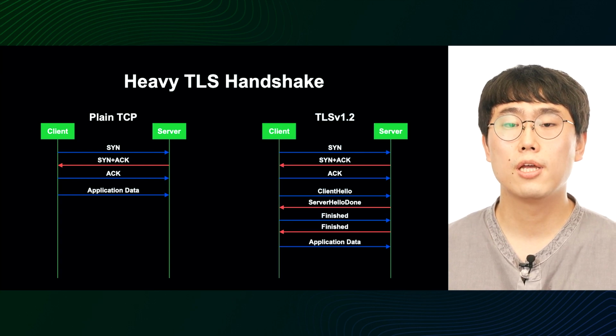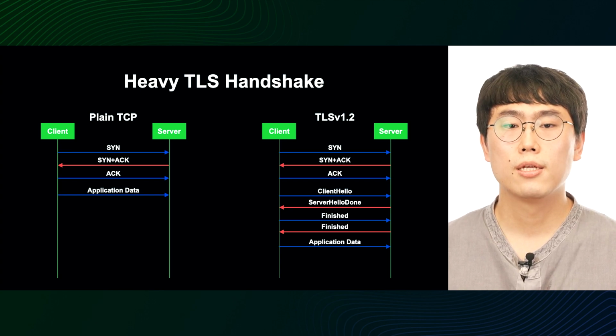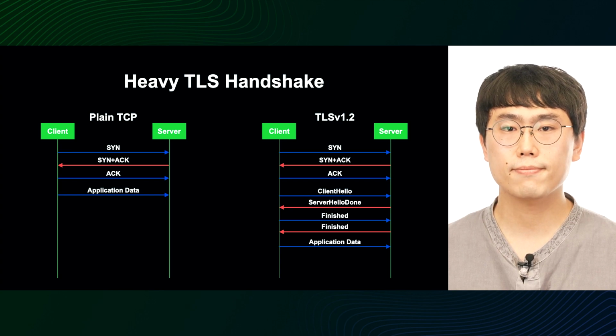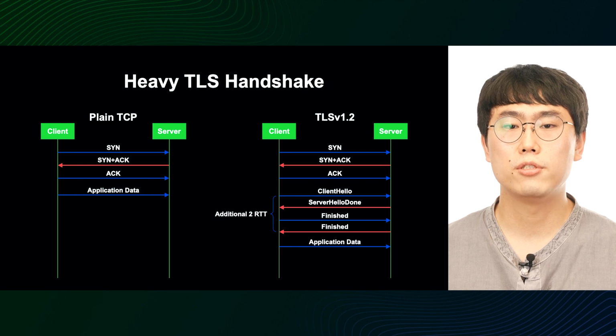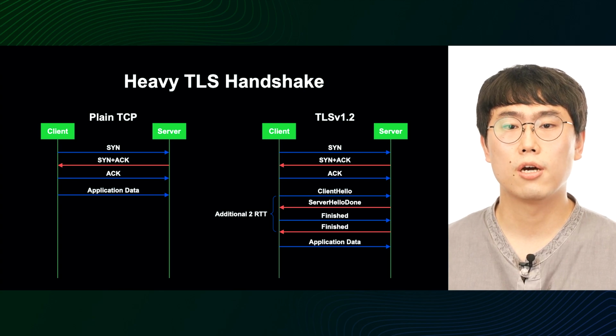The right diagram shows how TLS version 1.2 works. Because TLS works on top of TCP, the three-way handshake is performed as well. Before the application data is transmitted, the TLS handshake must be performed to negotiate cryptographic parameters used in the TLS session. The negotiation consumes 2 additional RTTs, which is critical in a slow network. Also, disconnection and reconnection are very frequent in a mobile environment. This makes the situation worse.